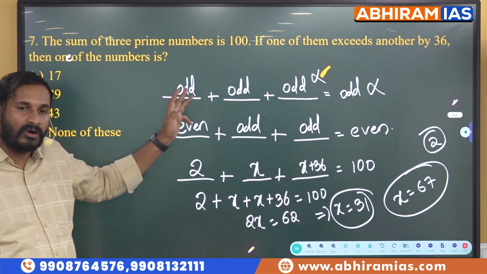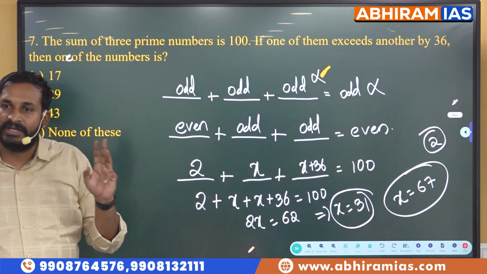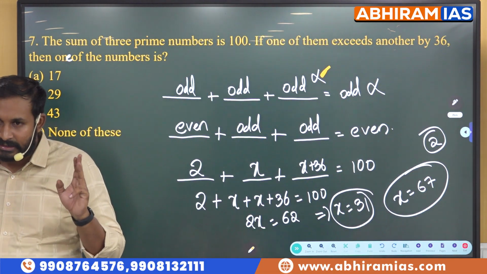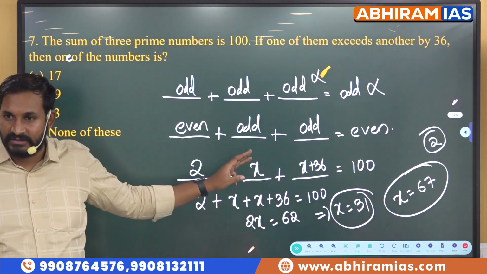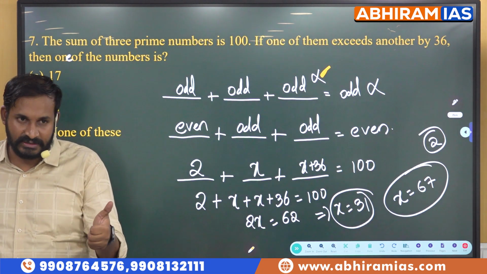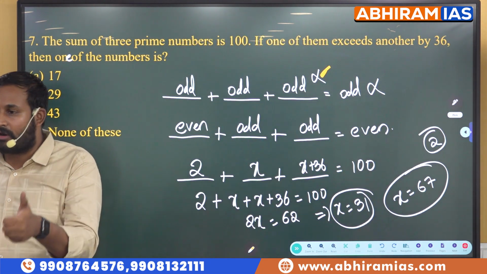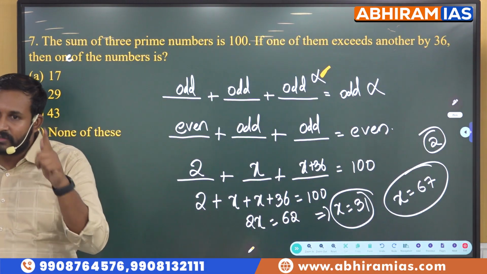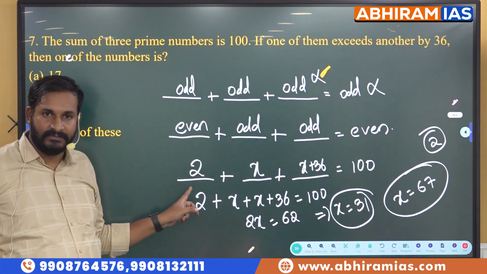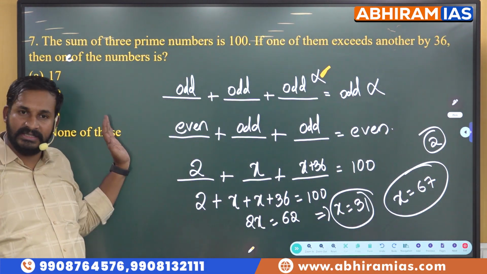Then it will be odd plus odd plus odd. The sum of 3 odd numbers is an odd number. But actually we have the output as even. So definitely 2 is there in this one. Now even plus odd plus odd is an even number. So that means 2 is there in this one. Okay, 2's presence is confirmed.